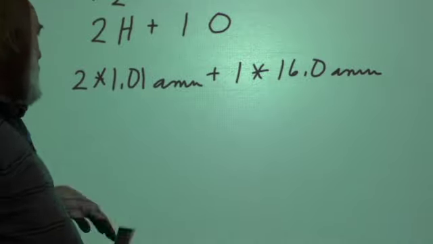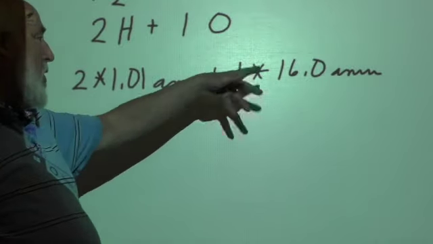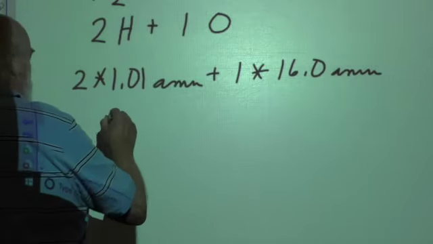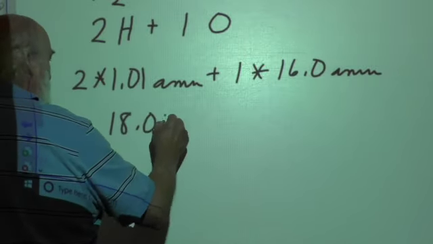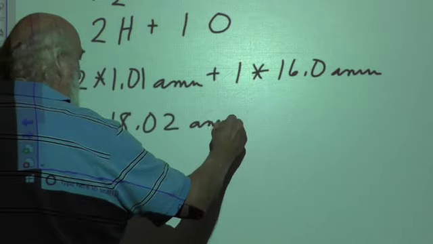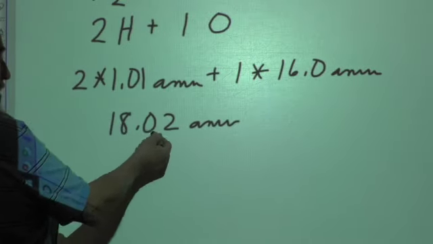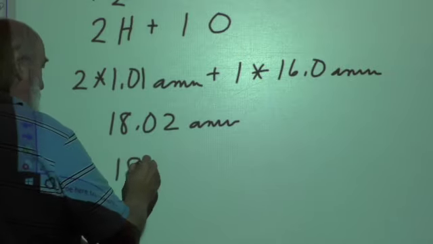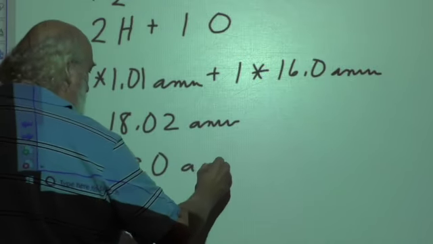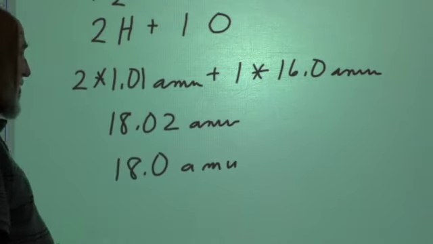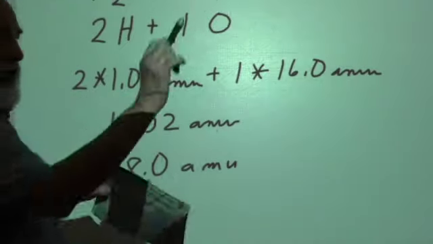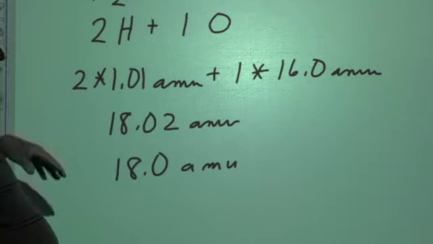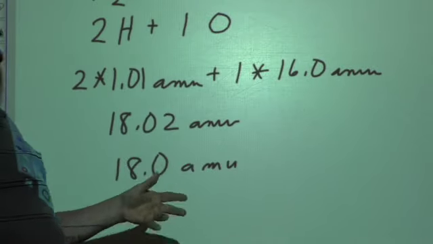So we'll put that in our calculator, 2 times 1.01 plus 1 times 16.0 if you need to. Most people can do this in your head. This would give you 18.02 AMUs. But that has 4 significant figures because that 0 is actively involved in that measurement. So this becomes 18.0 AMUs. If you want to separate it, you can see it. I generally go like that, and everybody assumes that I know I'm talking about AMUs. That's something as simple as water.